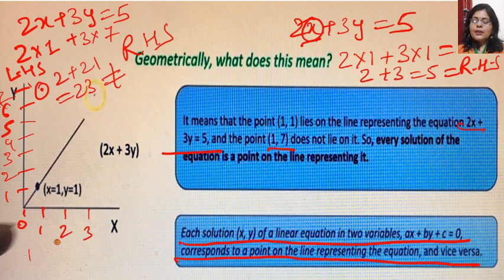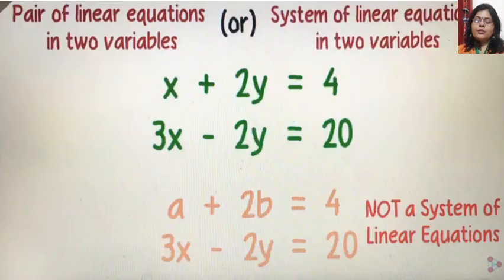Vice versa means if it is a solution, then it will lie on the line, and if it lies on the line, that means it is a solution. So this was a very basic concept which has to be understood.